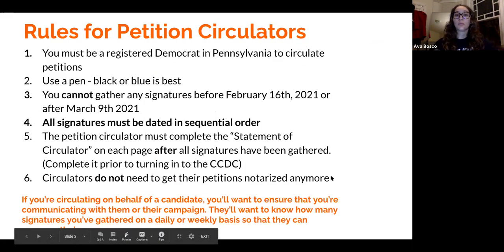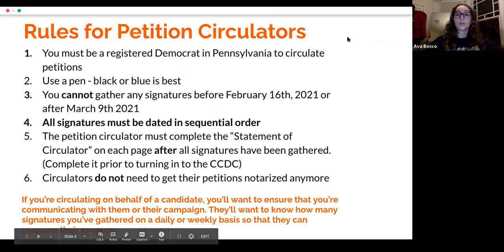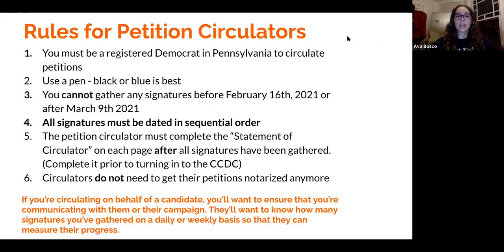So I'm going to go through some of the rules for petition circulators. In order to circulate petitions in Pennsylvania, you must be a Democrat. We would encourage you to use a black or blue pen. Obviously, you cannot gather any signatures prior to February 16th or after March 9th of 2021. When you are gathering your signatures, they must be dated in sequential order. The reason for this is that sometimes people will write the wrong dates. So if that were to occur, you strike it out and have them rewrite it.